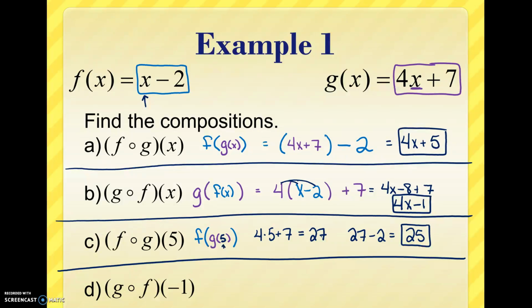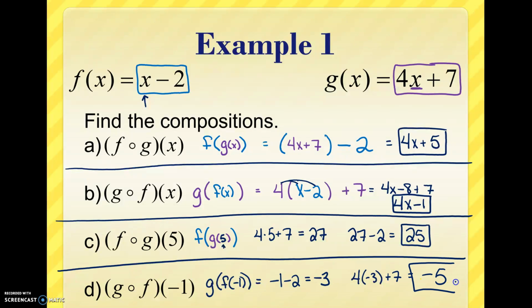So in D, we are doing g of f of negative 1. I'm going to write it like this, g of f of negative 1. It means we need to take negative 1, plug it into the f function. So negative 1 minus 2, what does that give us? Negative 3. We plug negative 3, the answer, into the g function. So 4 times negative 3 plus 7. Negative 12 plus 7 is negative 5.